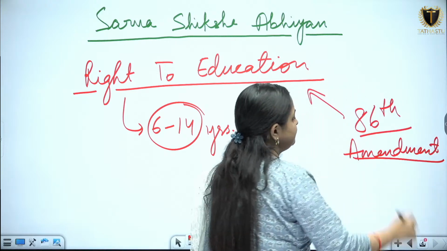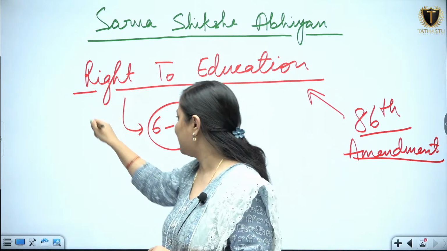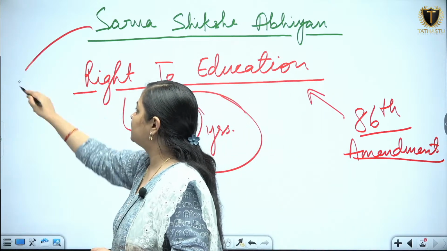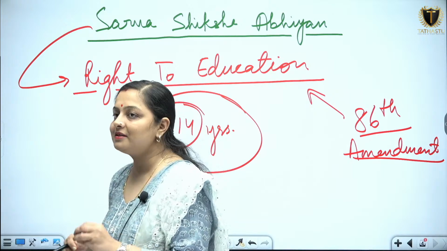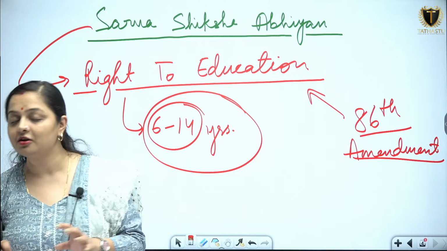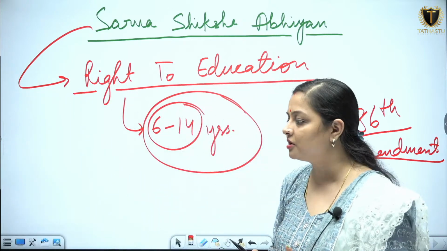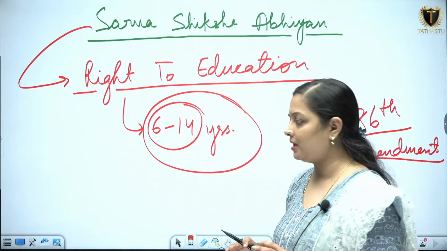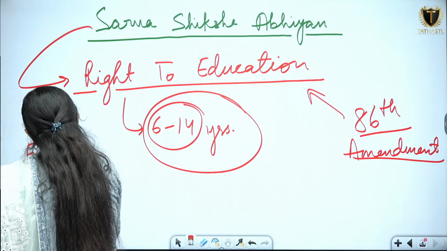Okay, 86th amendment in the constitution. Through this only this was included, and this was in order to target the Sarva Shiksha Abhiyan. So what is the aim? The aim is the achievement of, or you can say the universalization of, education in India, and they are targeting elementary education. In this, still they are targeting the elementary education.